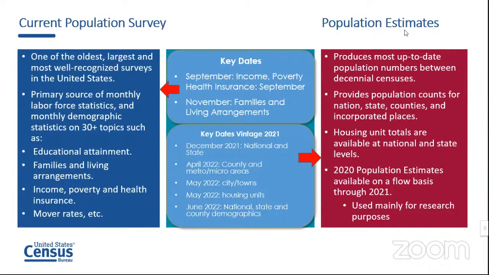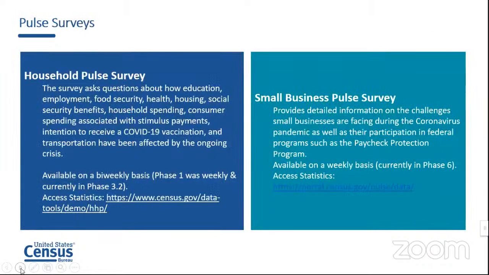Their key dates are: in December, we're going to be releasing national and state level estimates. Then coming into 2022, we're going to look at county and metro areas, May 22nd, cities and towns, and also housing unit data. And then by June of next year, you're going to get a new complement of national, state, and county demographics. These are the numbers to use for official documents, if you will. Those are the numbers.